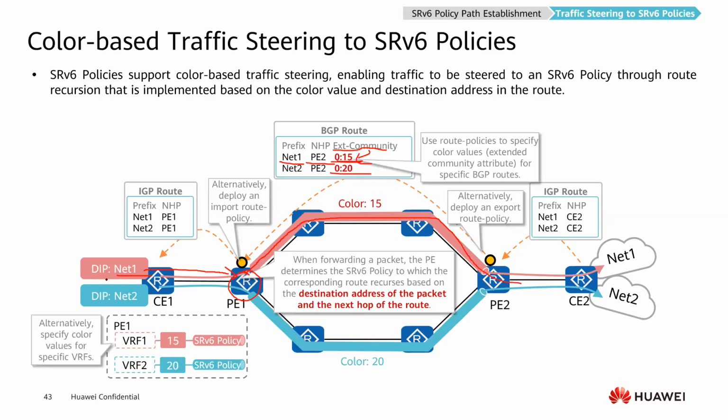For another destination, network 2, the behavior is the same. And also, as we said, we can use SRv6 to directly bind the color and help us do the forwarding.